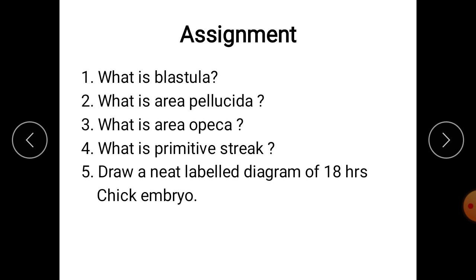So at the end of this chapter, we can attempt a few assignments. First question: what is blastula? Second one: what is area pellucida? Third one: what is area opaca? Fourth one: what is primitive streak? Draw a neat labeled diagram of an 18-hour chick embryo. So these are the assignments on this topic. So thank you.